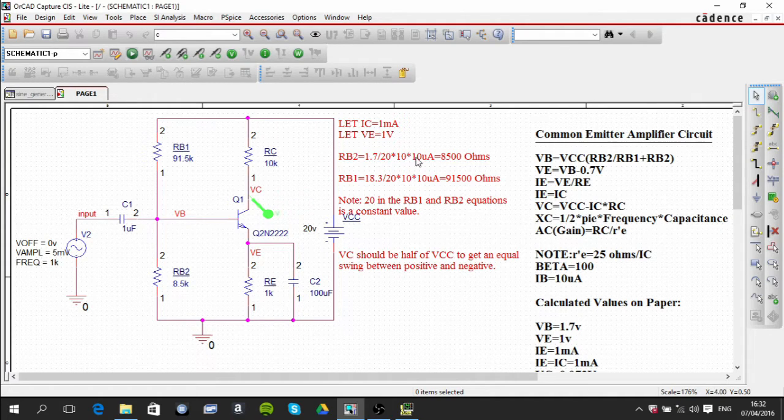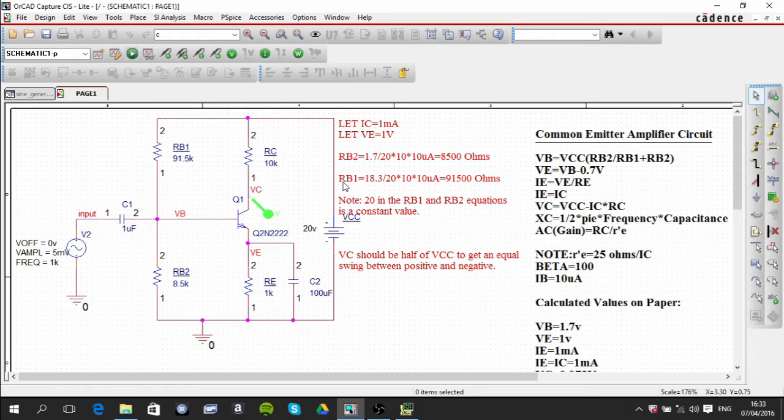That's multiplied by 10 microamps. That comes from the fact that we're assuming this transistor has a beta value of 100, which means the collector current is going to be 100 times greater than the base current. So the base current should be 10 microamps, and that's what we're using. So you end up with an RB2 value of 8.5 kilo ohms.